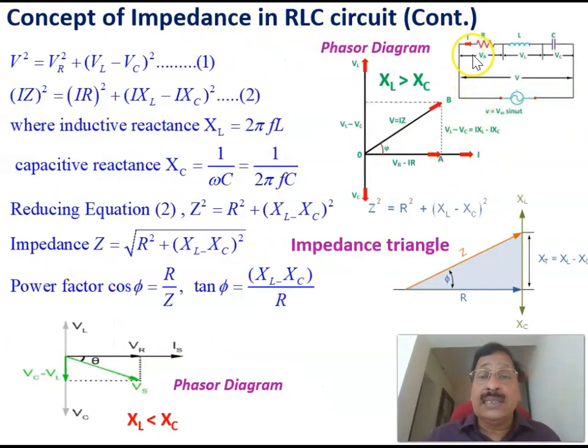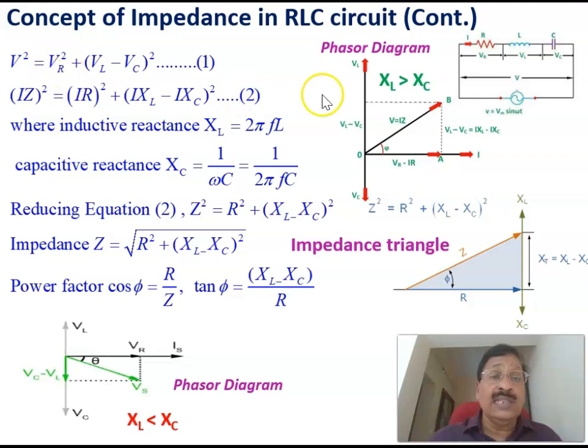Again, the concept of impedance. If you come to the resistor, capacitor, and inductor here, adding the voltages, the total voltage V square is equal to VR square plus (VL minus VC) whole square. Because if you take this right angle triangle, VR square plus (VL minus VC) whole square is equal to the total voltage V square.